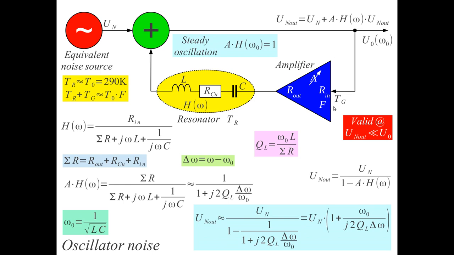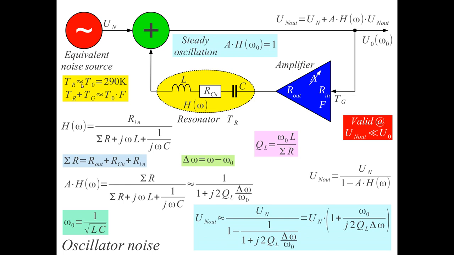If I try to model this noise, I just take an amplifier, an ideal amplifier without noise, an ideal tuned circuit, an ideal resonator without noise, and I move all the noise sources from the amplifier and from the filter, the bandpass filter, into an additional noise source. This equivalent noise source replaces the noise from the tuned circuits and the noise of the amplifier.